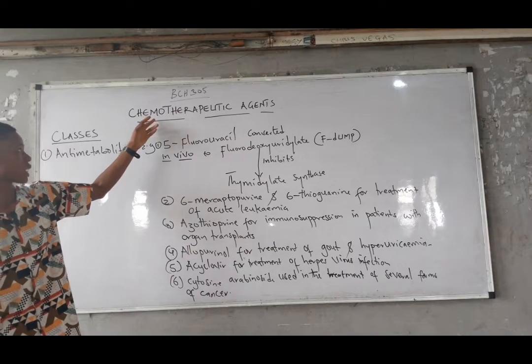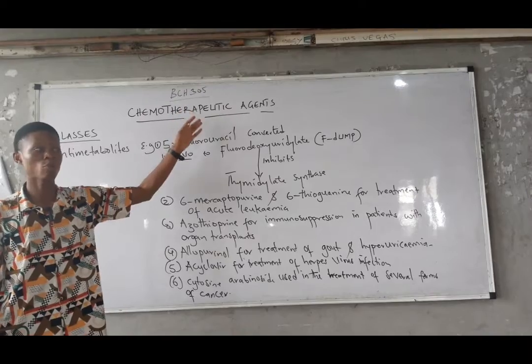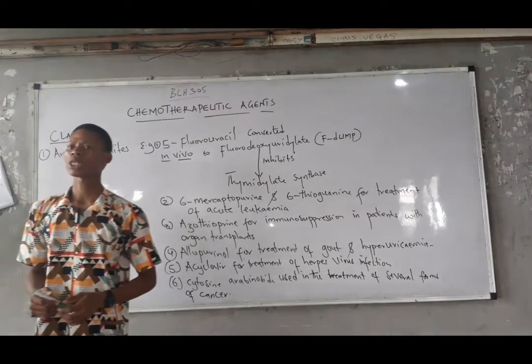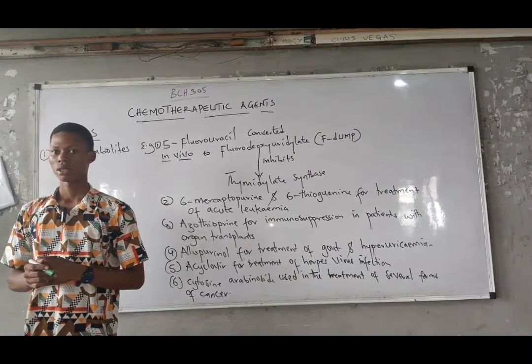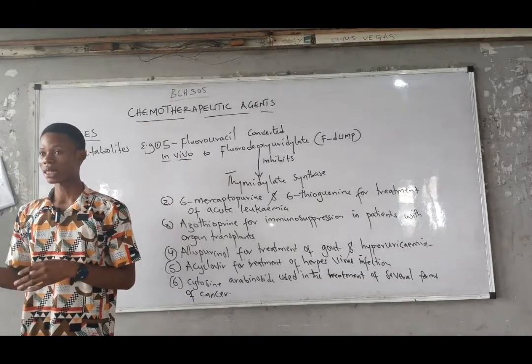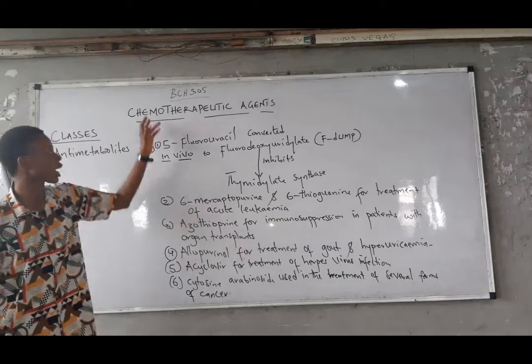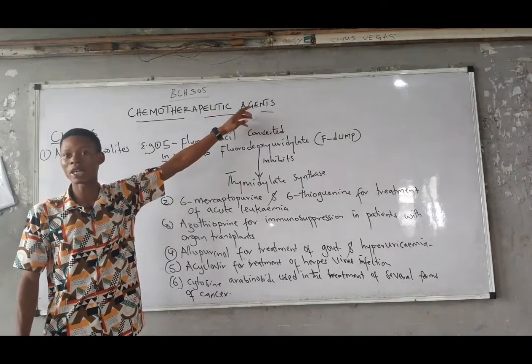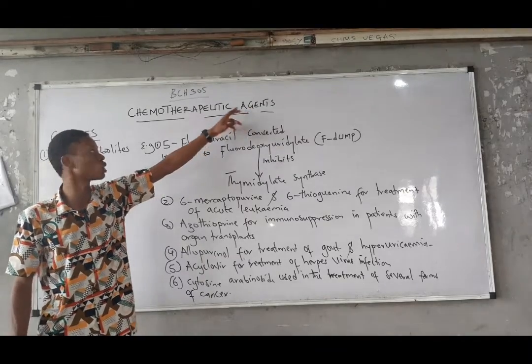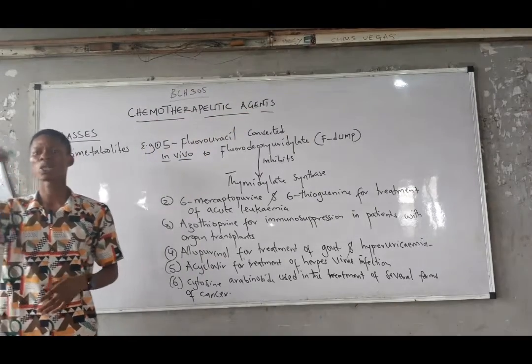Today we are going to look at chemotherapeutic agents. Chemotherapeutic agents. And when we say chemotherapeutic, what do we mean? Treatment of cancer, right? Good, basically. So chemotherapeutic agents, we are going to look at basically substances we can use, medications we can use to treat cancer. But what is this cancer?